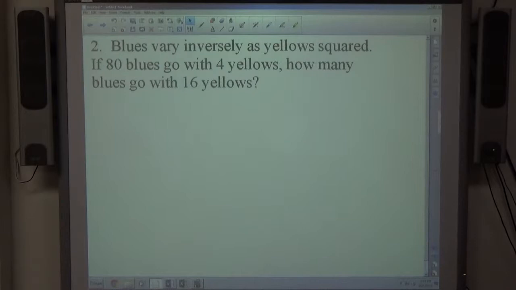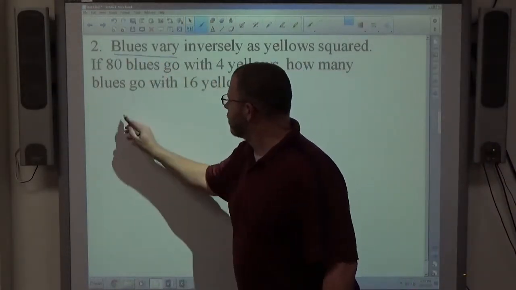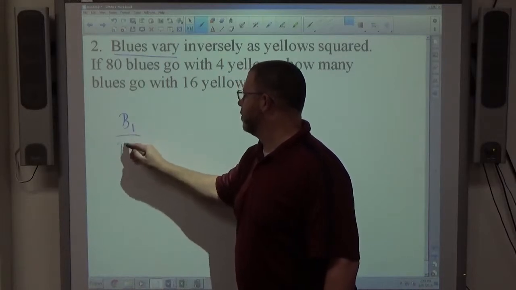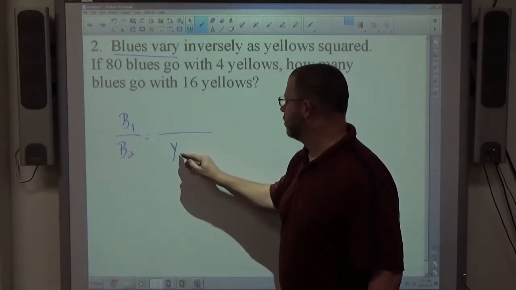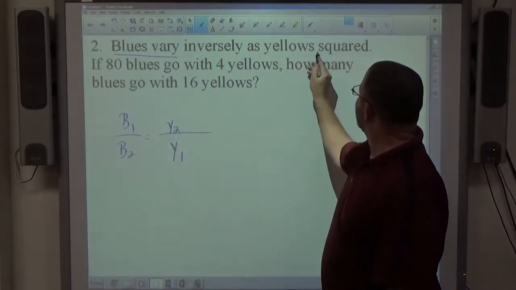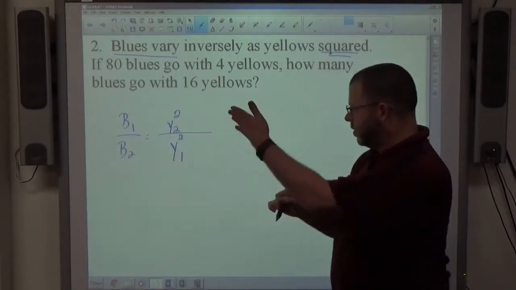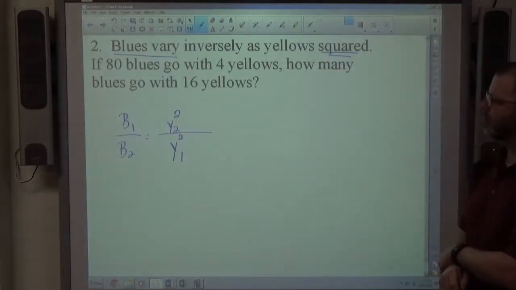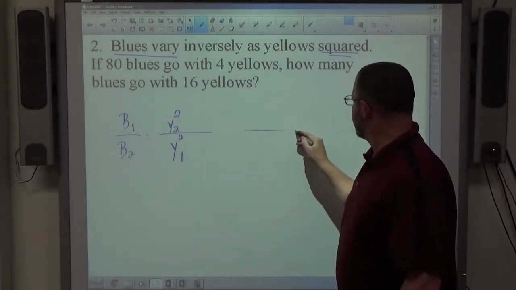Number 2, blues vary inversely as yellows squared. So blues vary, so that's B sub 1 over B sub 2. It says inversely, so that means the yellow sub 1 and yellow sub 2 are going to be inverted. But it says yellows squared, so it's going to be squared, squared. So subscripts below, powers above. And once again, they tell us stuff that we can figure things out.